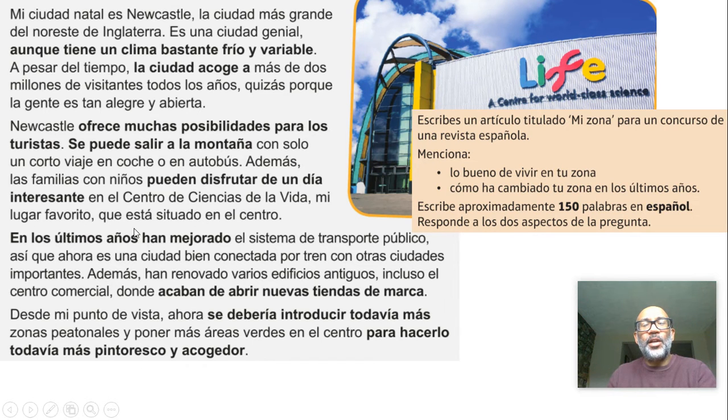My favorite place, which is located in the center.